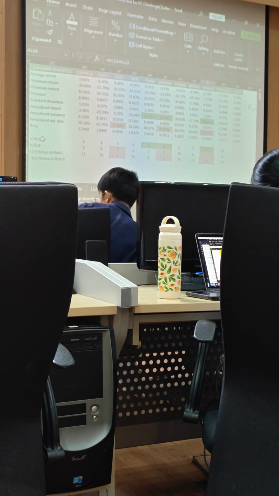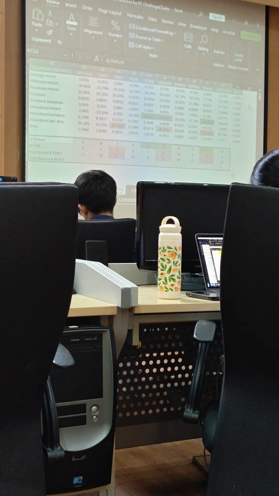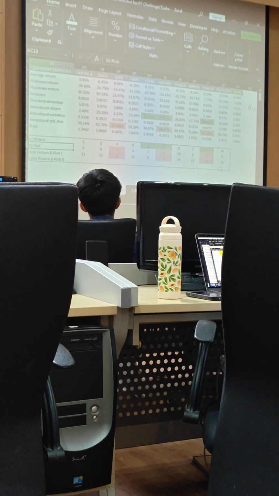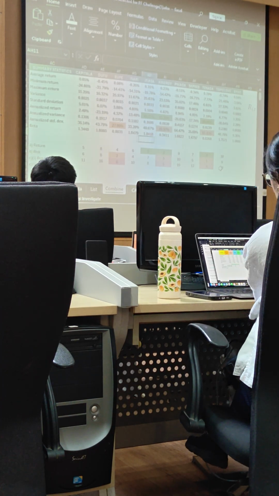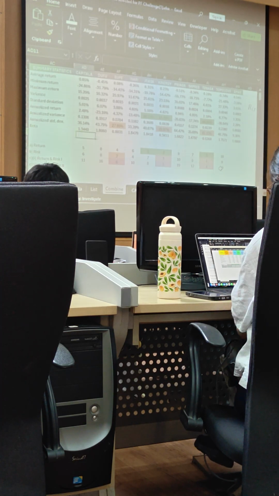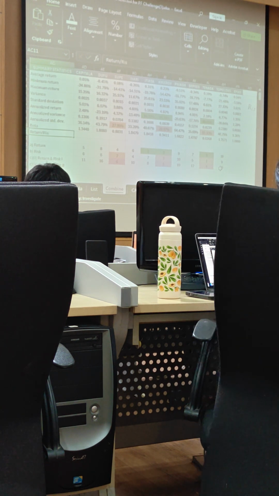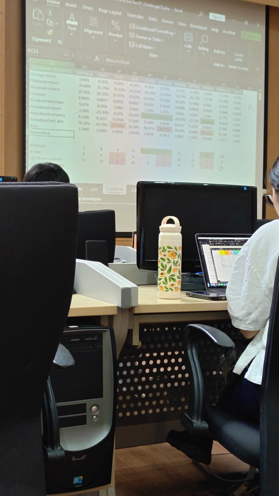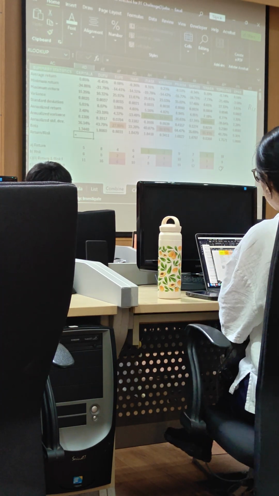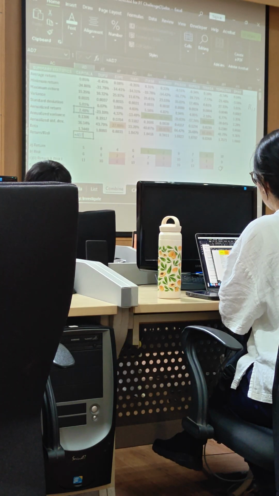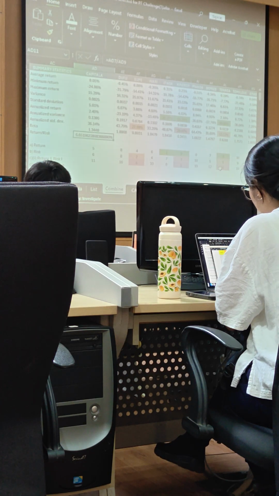Now, a more complex way. I'm going to cut this and put it slightly lower, because I need one more space here. So here is return over risk. I'm going to create one parameter called return over risk. In essence, it is just annualized return divided by annualized standard deviation.